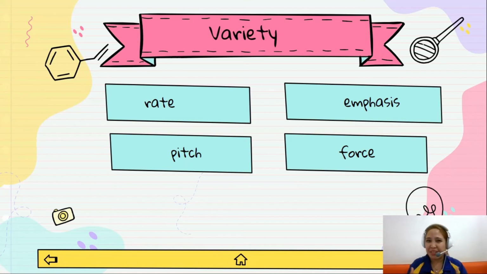So see, you don't have the force, but if you know it, you would definitely say, the person who invented the telephone is Alexander Graham Bell. So see, you have force in it because you're very sure about it. So these are the 4 subcategories under variety. So those are the different qualities of an effective speaking voice.